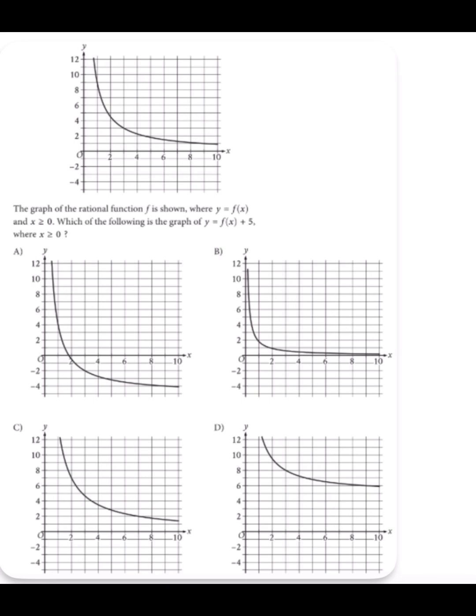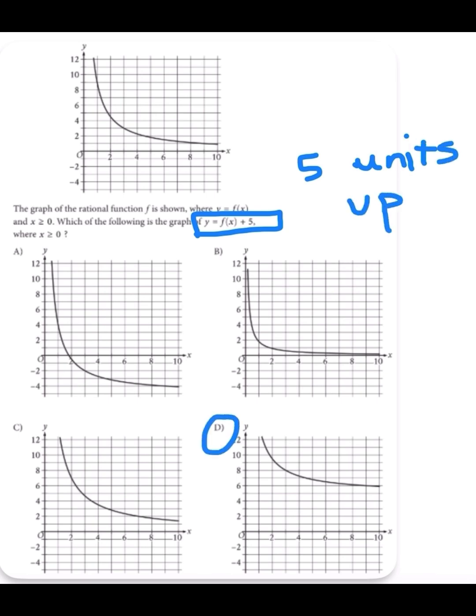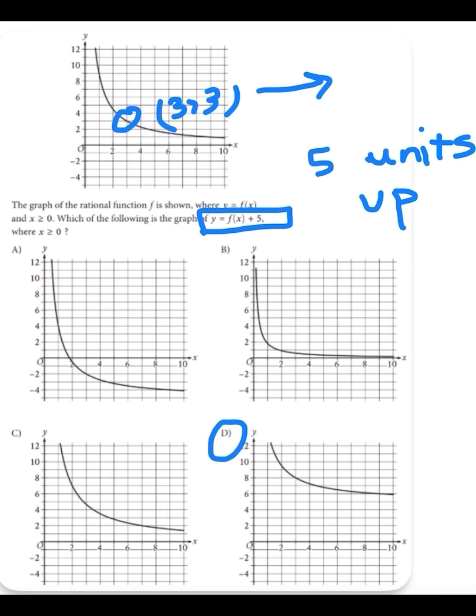Shifting the graph 5 units up means all points on the graph will be shifted 5 units above the given graph. The x values will not change because the graph did not shift left or right. All new y values will be attained by adding 5 to the original y values of the graph.